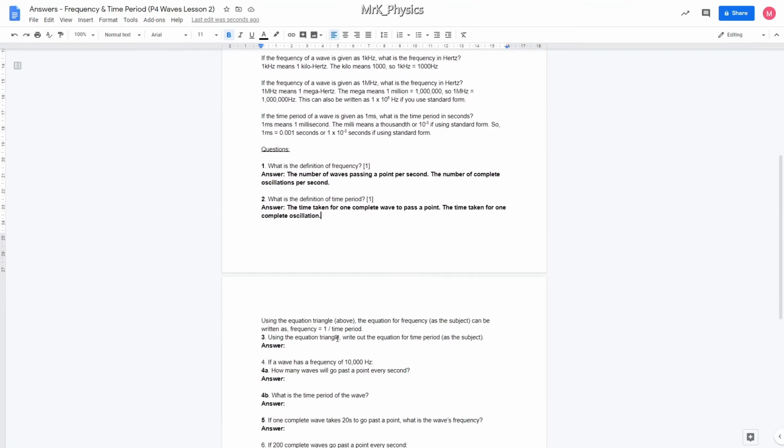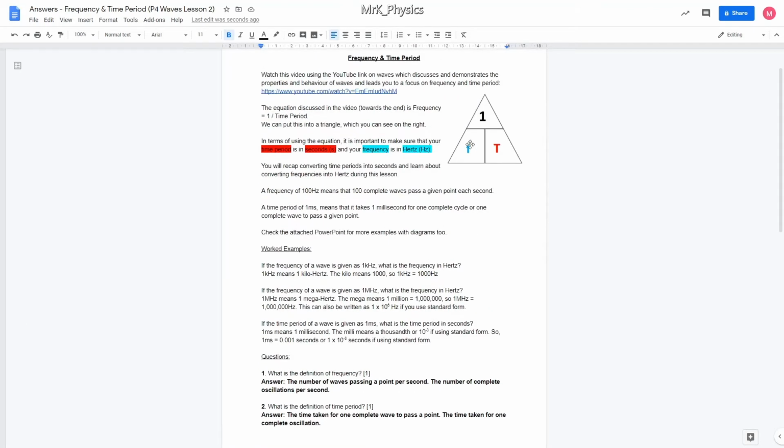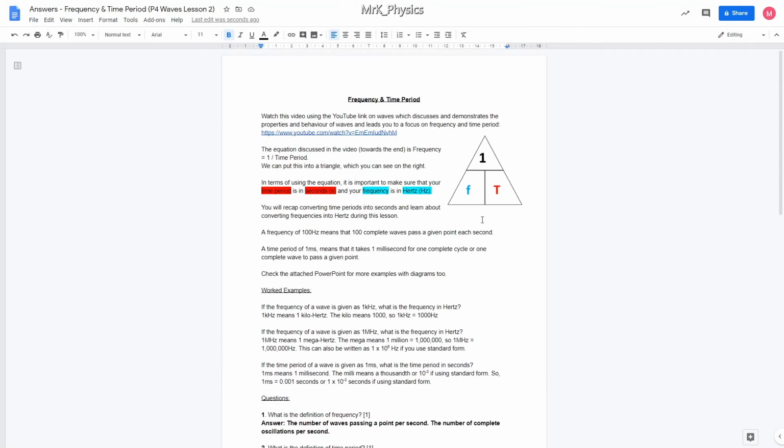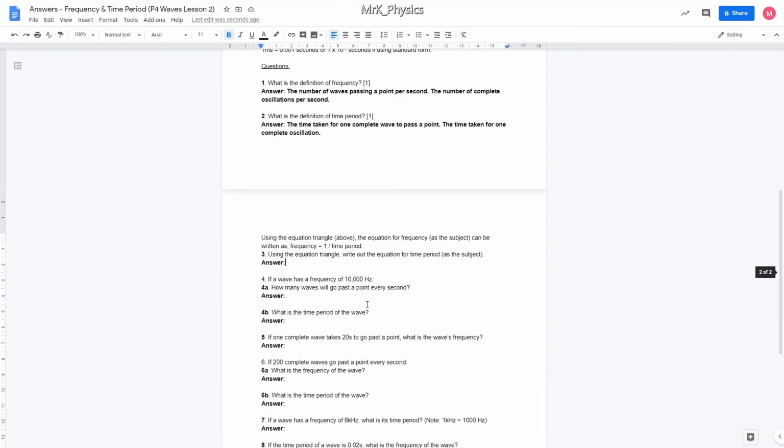So let's apply it. Using the equation triangle, write out the equation for time period. So we know that frequency is 1 divided by time period. Cover up the f, you're left with 1 over t. So this time we want the equation where time period is the subject, so we cover up the t, and we're left with 1 divided by f. So we can put here t, which is time period, equals 1 divided by f, which is the frequency.